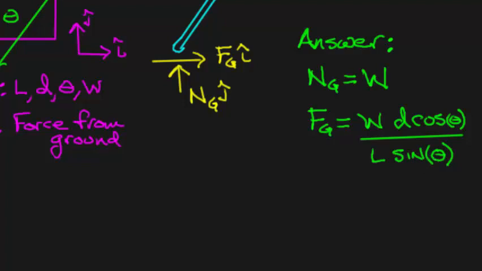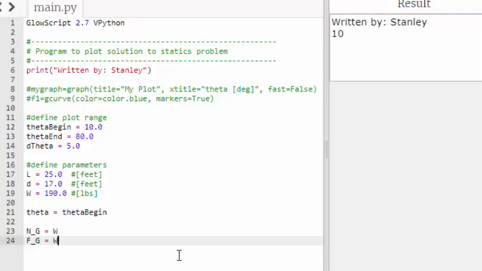So let's go put that into our program. So I got a W times, what was that, D? So multiplication in Python, as in most computing languages, is the asterisk symbol. So W times D times cosine of the angle theta. And then we're going to divide it by a bunch of stuff, so let me put some brackets in there. And we're dividing by L times sine theta, if I remember correctly.